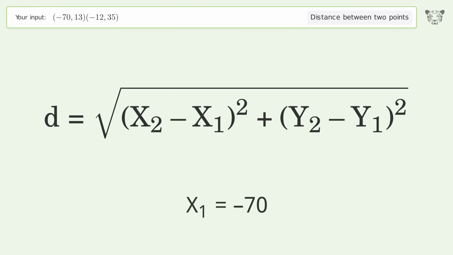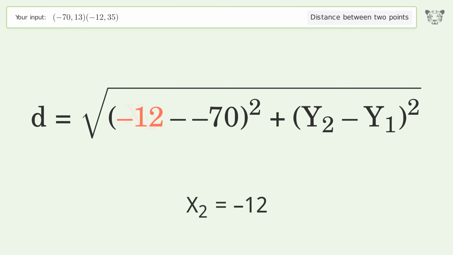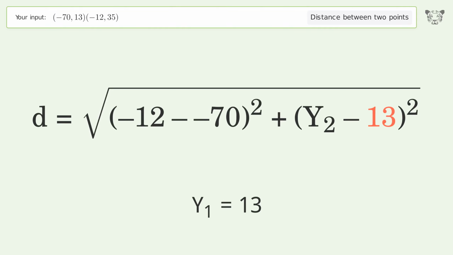x1 equals -70. x2 equals -12. y1 equals 13. y2 equals 35.